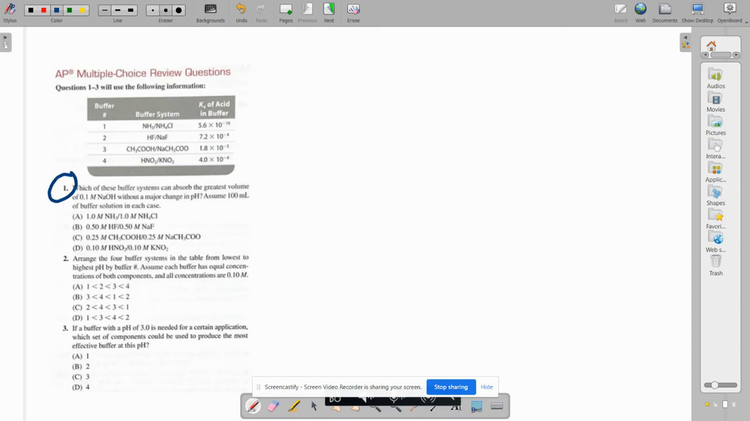So we're going to do number 1 first. It says, which of these buffer systems can absorb the greatest volume of 0.1 molar NaOH without a major change in pH? Okay, so this is basically a buffer capacity thing. We didn't really talk too much about this, but the bottom line is the greater the moles of buffer material, the more NaOH and or HCl that it can consume. So I'm looking for highest molarity here.